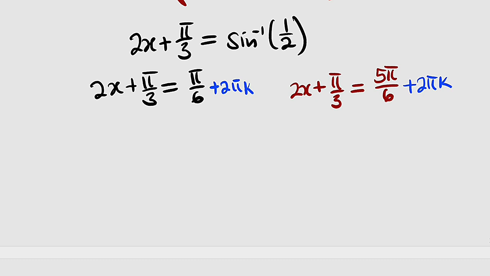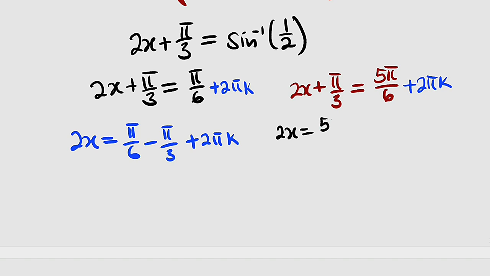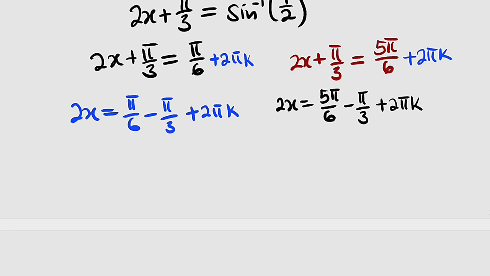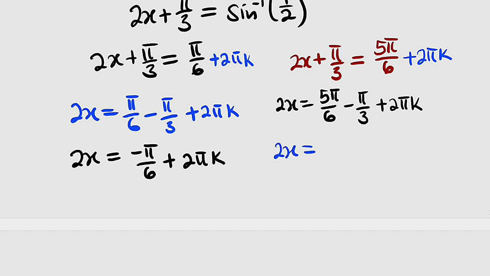We're going to subtract pi/3 from both sides. So we have 2x equal to pi/6 minus pi/3 plus 2pi k. And we do the same thing here, 2x equal to 5pi/6 minus pi/3, then plus 2pi k. Let me simplify this. If you subtract pi/3 from pi/6, you're going to obtain negative pi/6. So we have 2x equal to negative pi/6, then plus 2pi k. And the other equation, we have 2x equal to 5pi/6 minus pi/3 will give us what? 3pi/6.